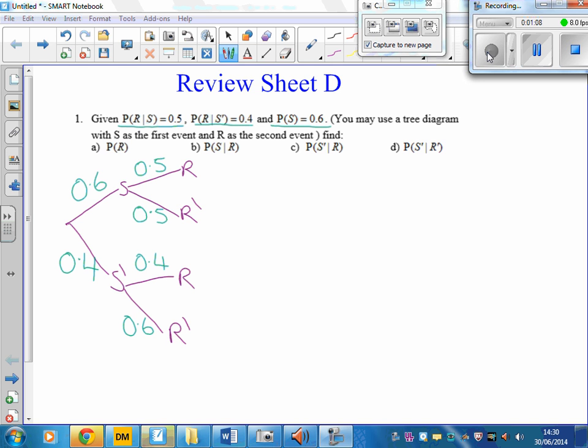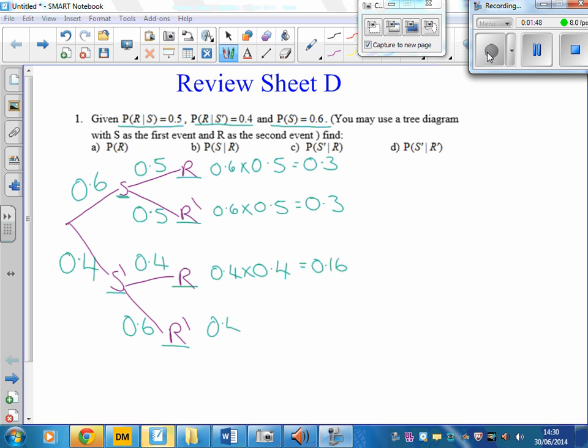The next thing I would do is to work out the probability along each of the branches. So the probability of S happening and R happening, that's going to be 0.6 times 0.5, which is 0.3. The probability of S happening and R dashed happening, again, 0.6 times 0.5, which equals 0.3. Then S dashed followed by R, which would be 0.4 multiplied by 0.4, which is 0.16. S dashed followed by R dashed, 0.4 multiplied by 0.6, which is 0.24.